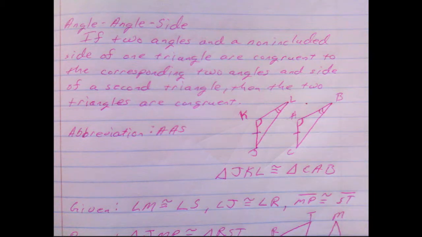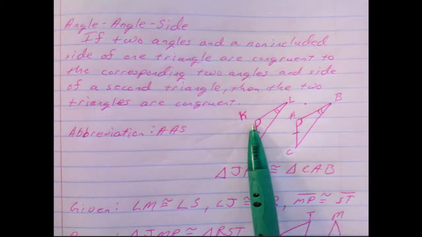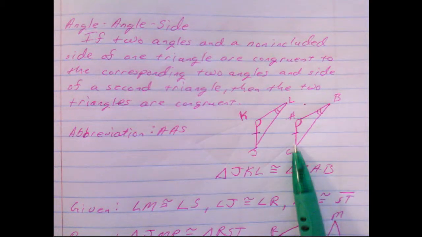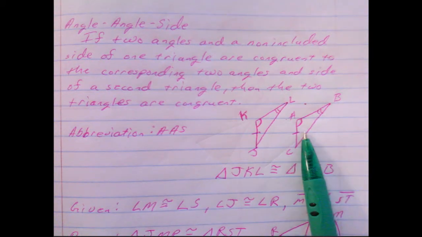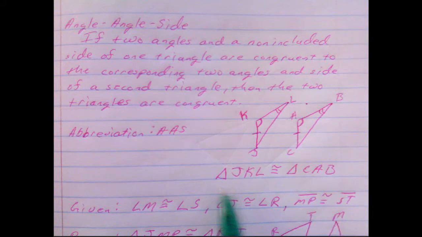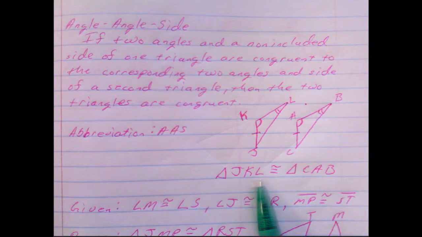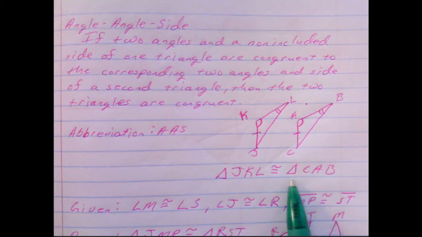So for this one I'm using J. J is attached to angle K. So I need the one that's attached to angle A, which is AC. And that's the one we have here, so then we can say yes, these two triangles are congruent because of angle, angle, side. So we have triangle JKL is congruent to triangle CAB.